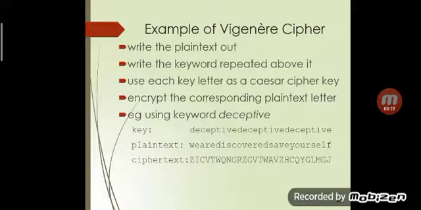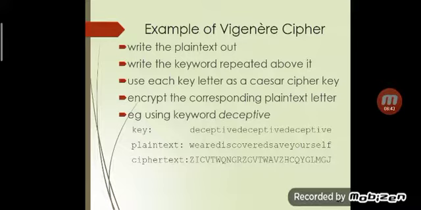In the last algorithm we studied how we can consider the respective letters and their numbers. The respective number for D is 3 and the respective number for W is 22. So we add 3 plus 22, that is 25. The respective letter for 25 is Z. So we write the ciphertext as Z for D and W.